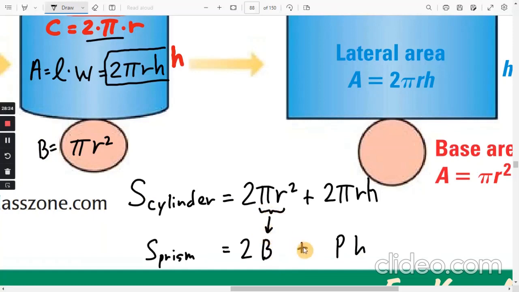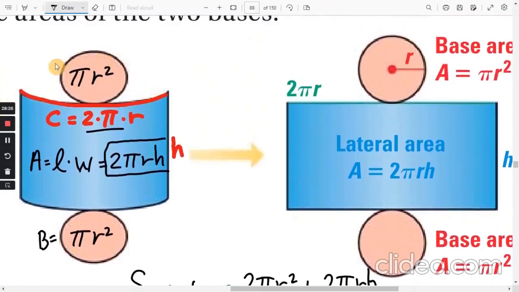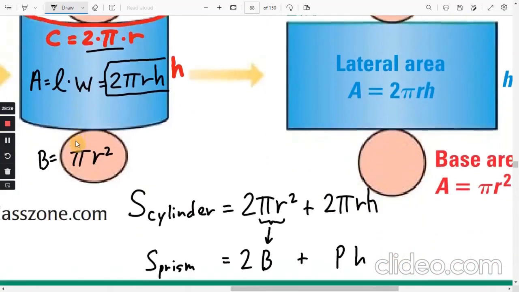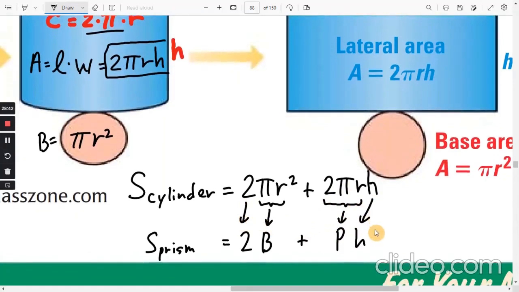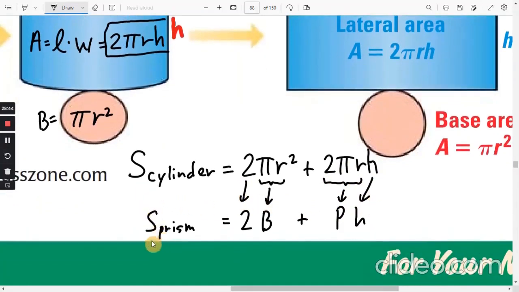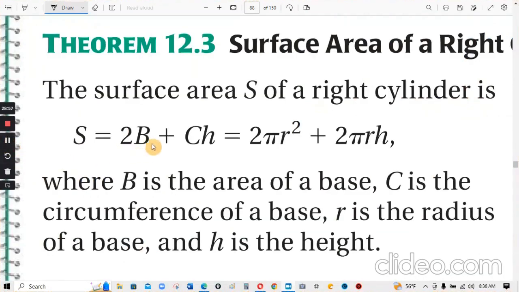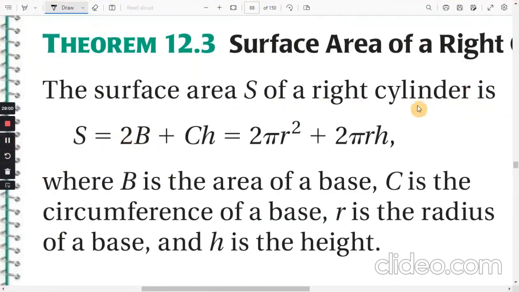And we know the perimeter around a circle is called your circumference. So this right here is your circumference, and that matches the perimeter. And of course, the 2 is right there, and the height is right there. So it really is the same formula for the prism and the cylinder. You just have to plug in the area of the circle and the formula for the perimeter or the circumference. It's the same thing. So they say surface area of a cylinder, it's 2B plus Ch.